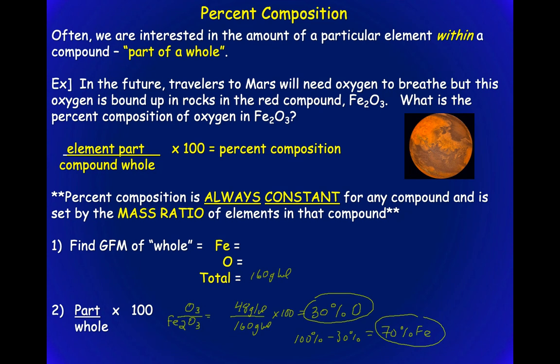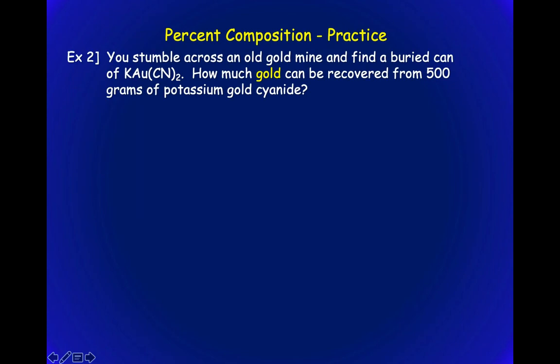Okay. Another type of thing is using this percent composition in a certain problem. So I'm going to try this problem. Okay, we'll see how we could do this. So let's just say you're camping somewhere or you're out somewhere and you come across an old gold mine and you find a can of KAu(CN)2. KAu(CN)2 is interesting because think about it. You have gold in here.